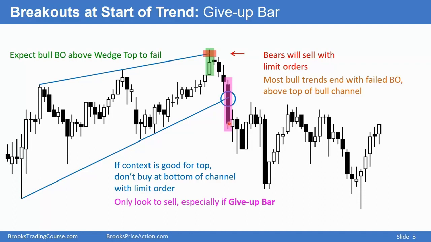That means that bulls gave up. They were not buying at the bottom of the channel because they no longer think it's a bull trend. They think it's either going to have a couple legs down and form a trading range or a couple legs down and form a bear trend. A big bear trend bar like this on a reversal, I call it a give up bar. The bulls are giving up. And if they're giving up, they're not looking to buy a bar or two later. They're going to wait for at least a couple legs down.